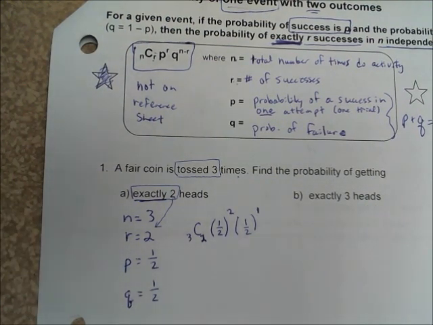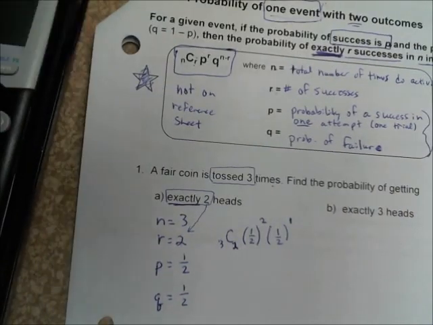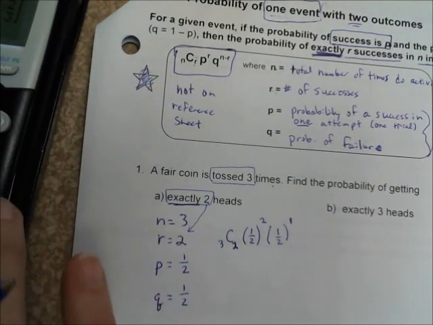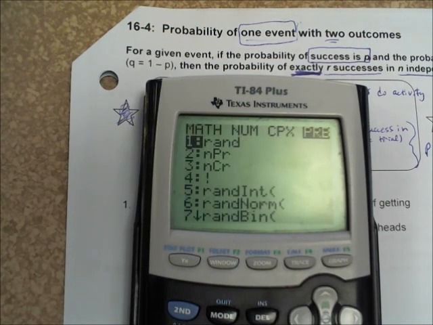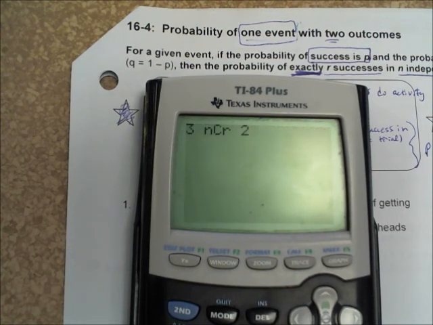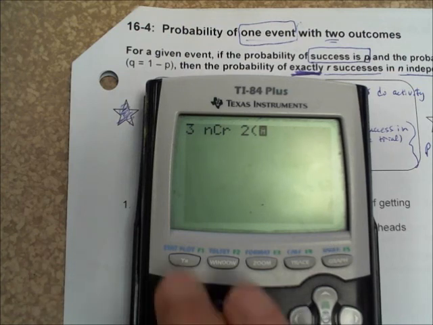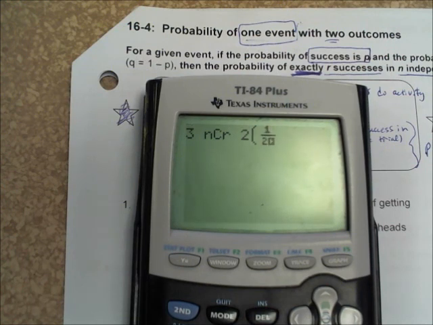So this is what we're going to take into our calculator and figure out the probability of getting exactly 2 heads if we toss the coin 3 times. So let's do our 3C2: 3, math, PRB, nCr, 2. There's 3C2, and you don't even need parentheses. Times, let's use our fraction button, 1/2 to the 2nd, times 1/2 to the 1st power. Oops, to the power of 1.